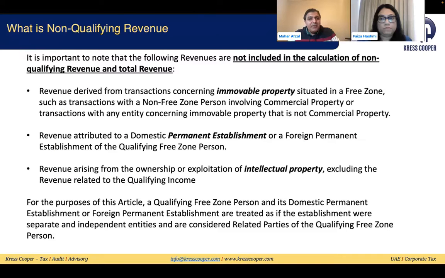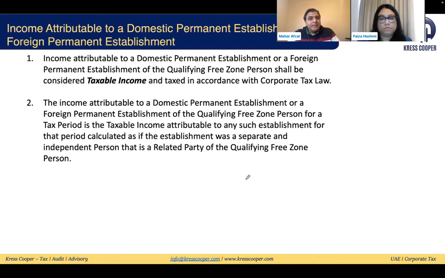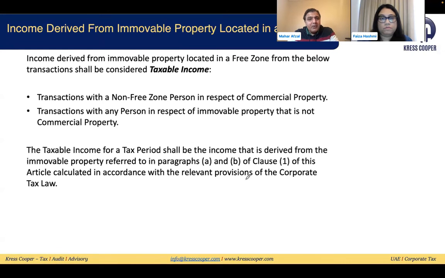What is non-qualifying income? I think we discussed immovable property, permanent establishment. Now they have added the intellectual property as well. This is considered as non-qualifying income. Income attributable to the PE, I think there's no change. We have discussed this earlier. Transactions with the other free zone commercial property, the commercial property we discussed.